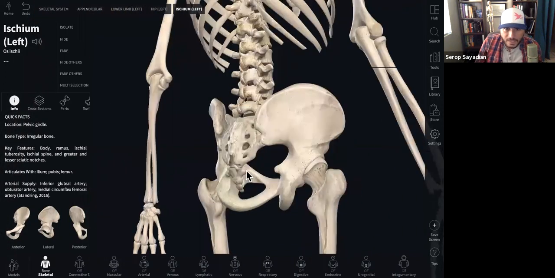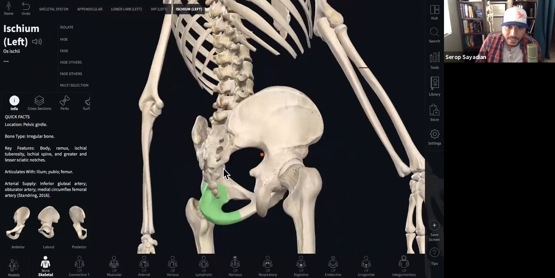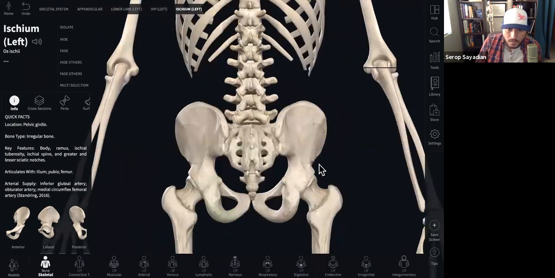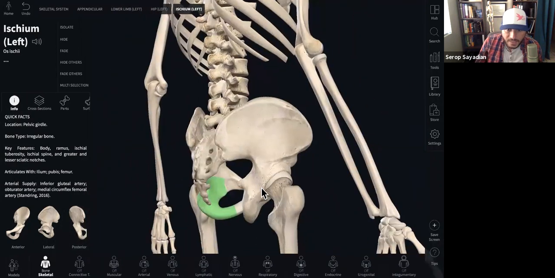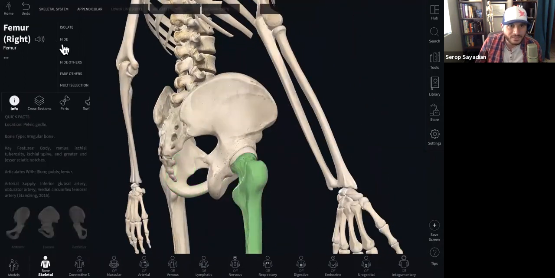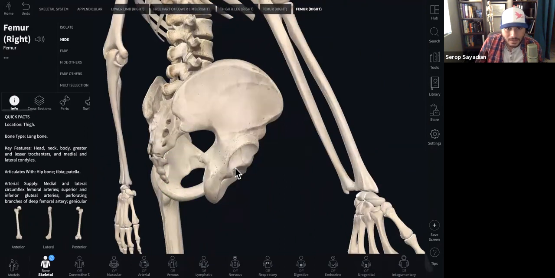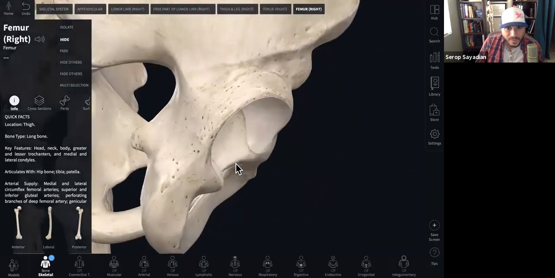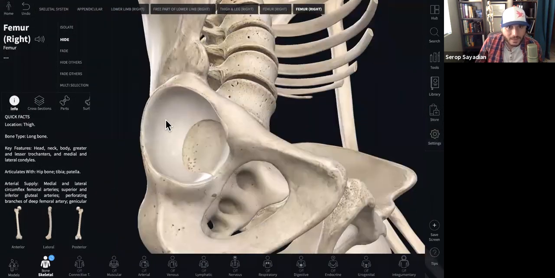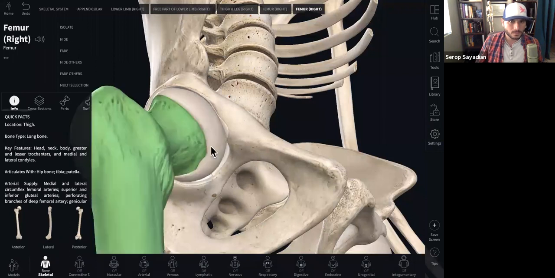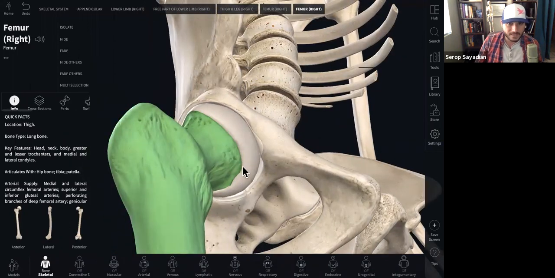Then you're going to have this notch right here called the greater sciatic notch. And lastly is the acetabulum. Let me hide this femur. You see this big crater? Almost like a meteor hit it, right? We call this the acetabulum. And the femur sits right inside of it.